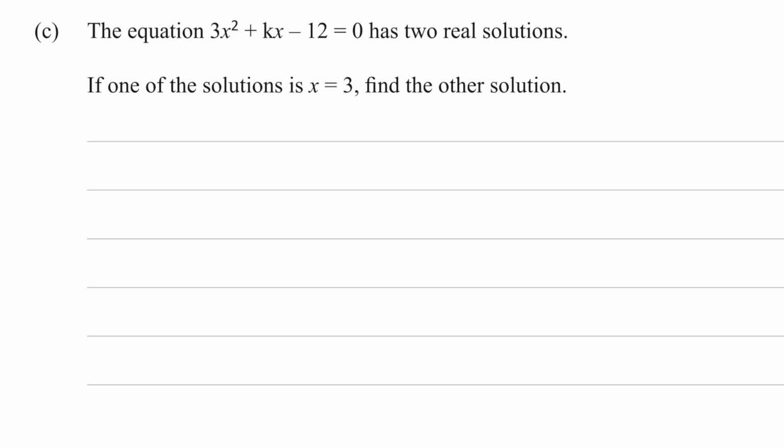So how do we approach this? We know one of the solutions. So we can use that information to find k. And once we have k, then we just have a normal quadratic equation and we can solve like normal. All right, so that's one way. And then I'll show you another way, which is called equating coefficients, which is a very powerful tool when dealing with polynomials or quadratics like this one.